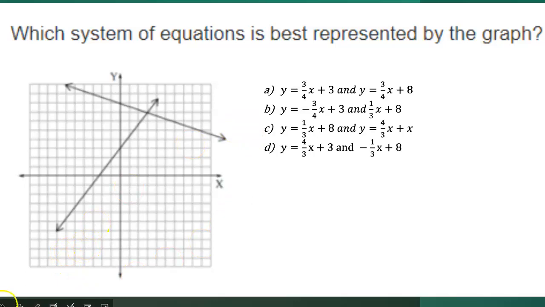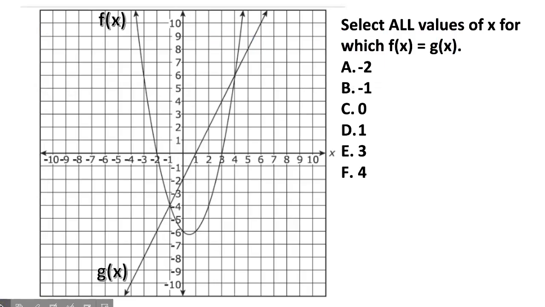All right, next one. All right, so this one looks a little different. Select all values of x for which f of x equals g of x, because you have f of x, which is a parabola, which is quadratic, and then g of x, which is a line, which is linear. You're not going to be expected to graph a parabola. You won't do that until IM2. What you are expected to be able to do is just look at this system of equations and find those solutions, okay?